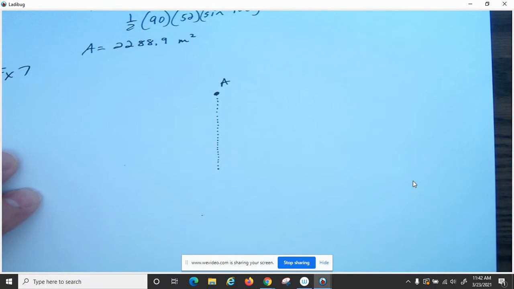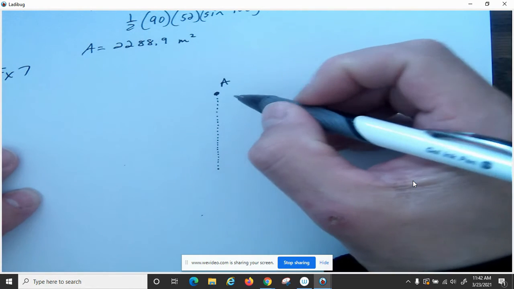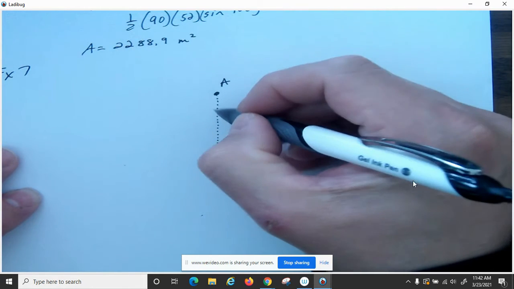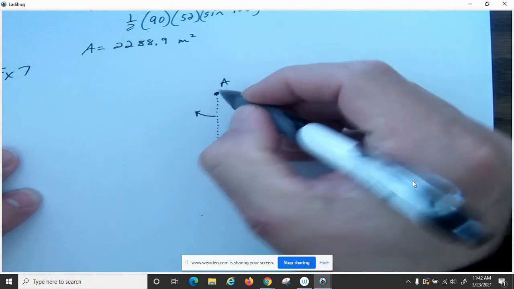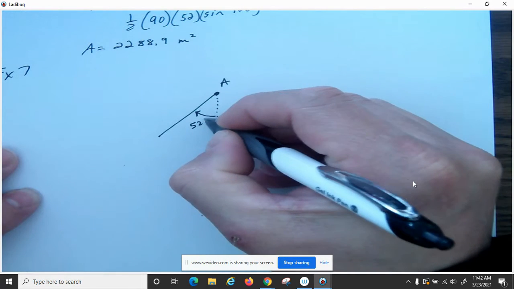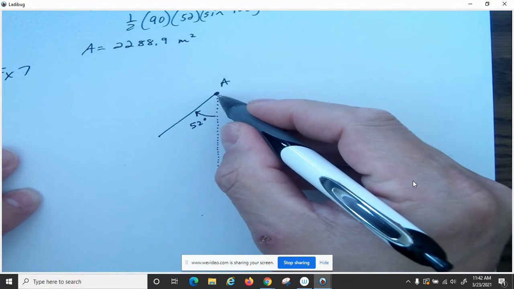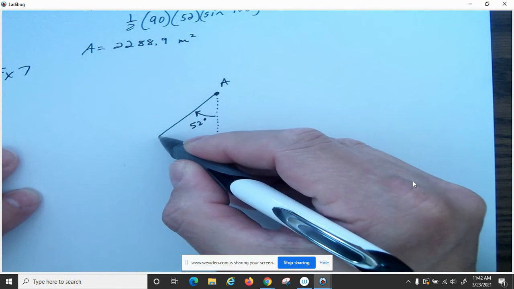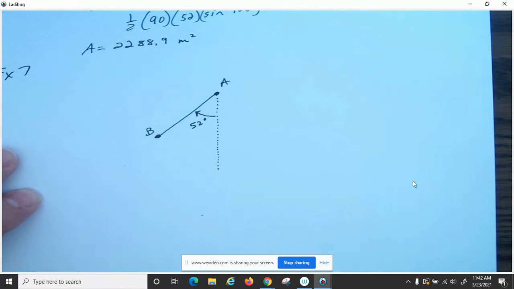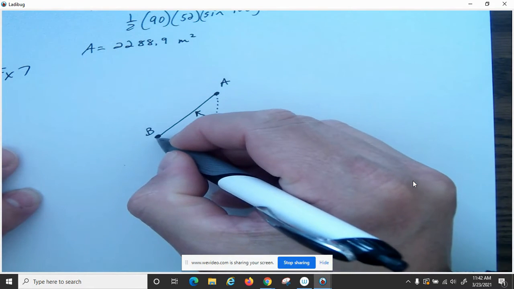So this is south, and we want to go 52 degrees west. West is going to the left, so we're going to open an angle up to the left, and that would be a 52-degree angle. And we are going to go to point B, so let's call that point B. Okay, after we arrive at point B, we're going to go in the direction of south 40 degrees east. So again, let's go south, straight down.